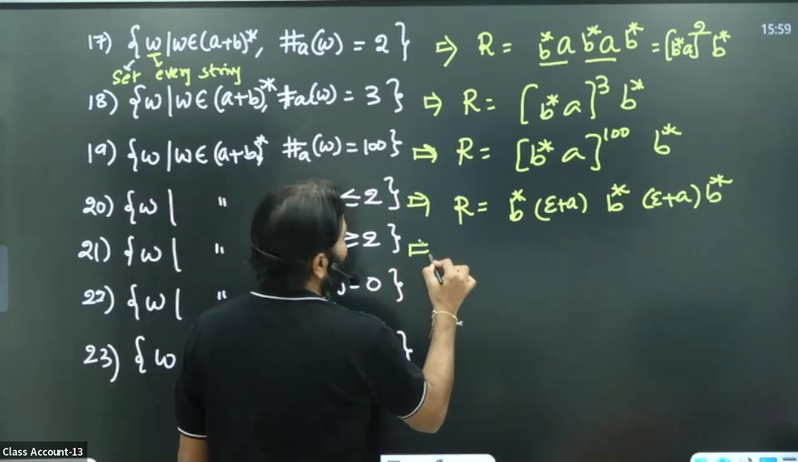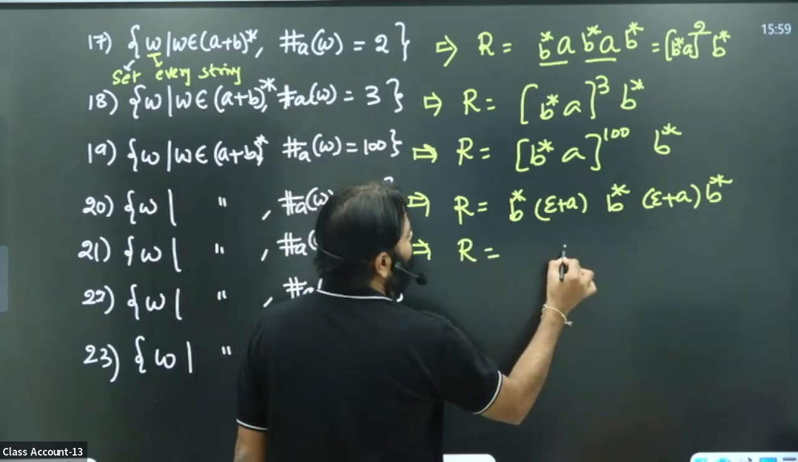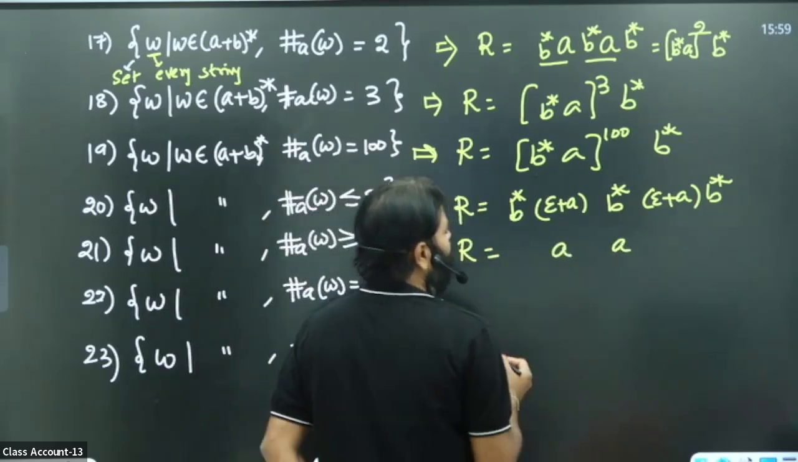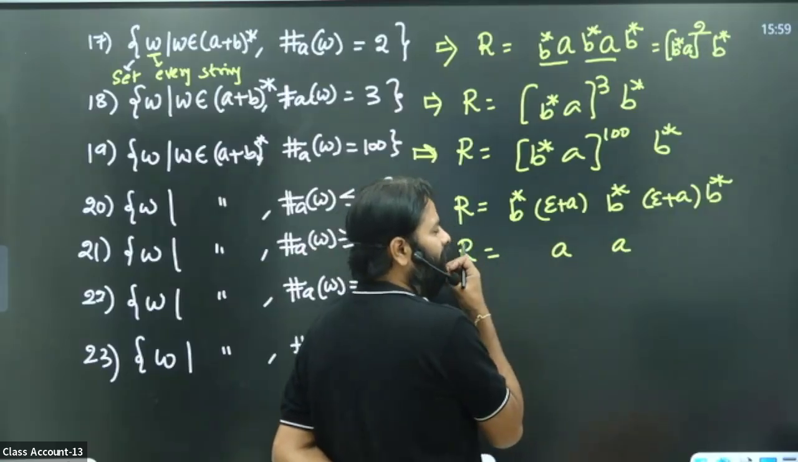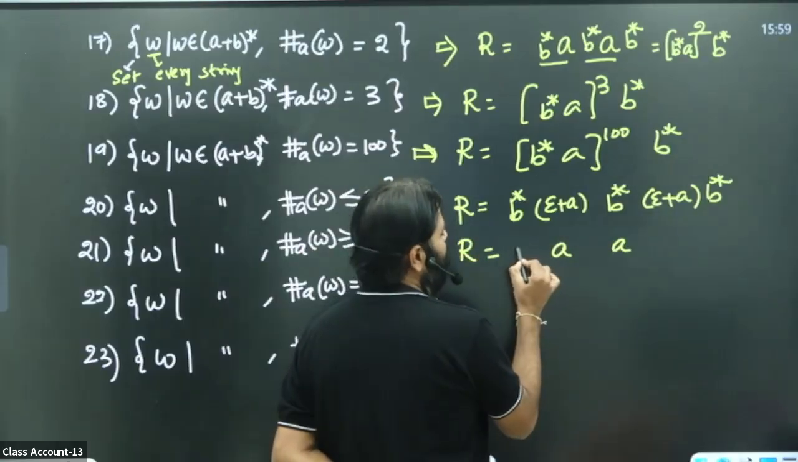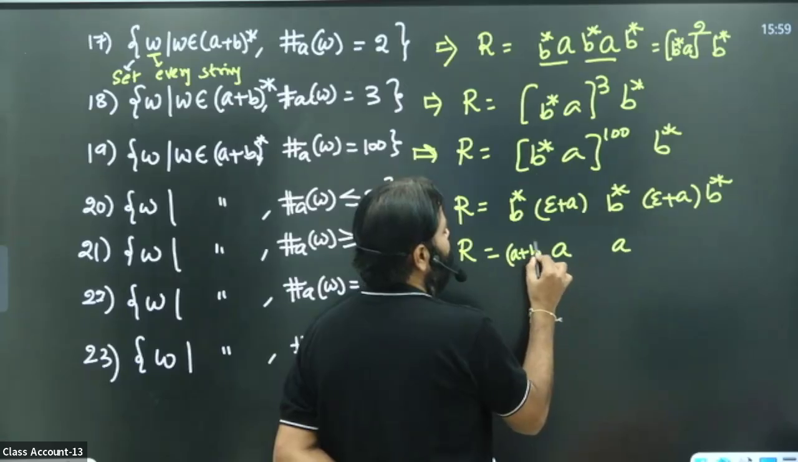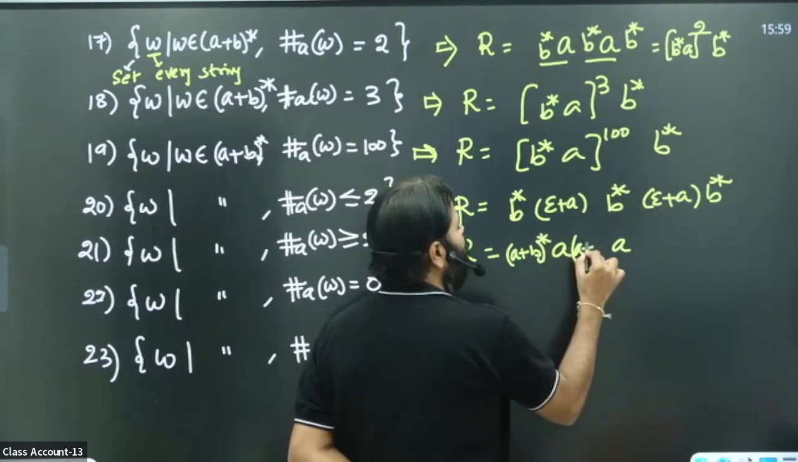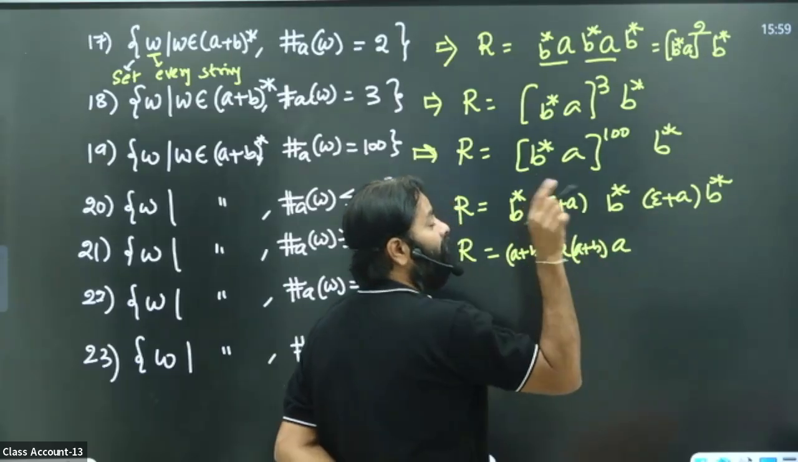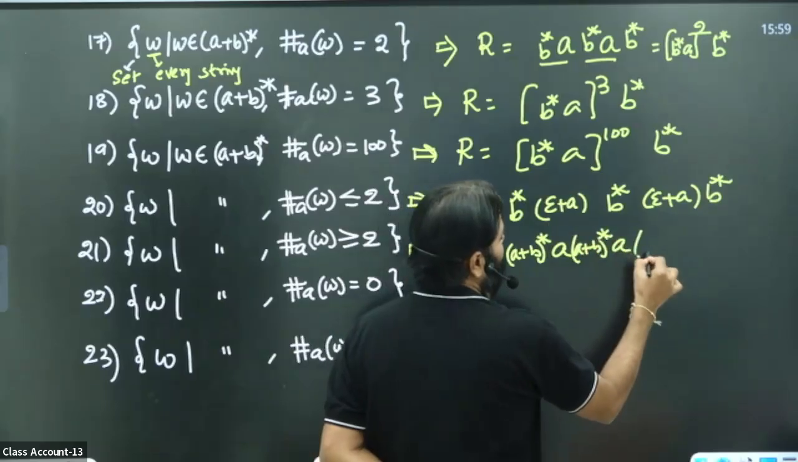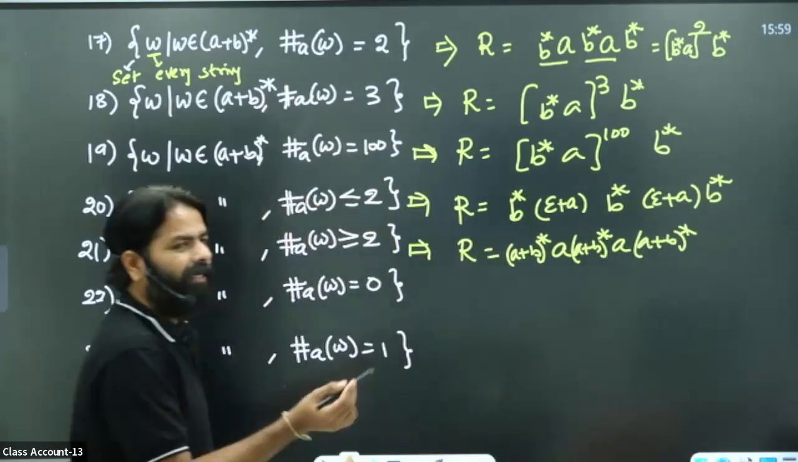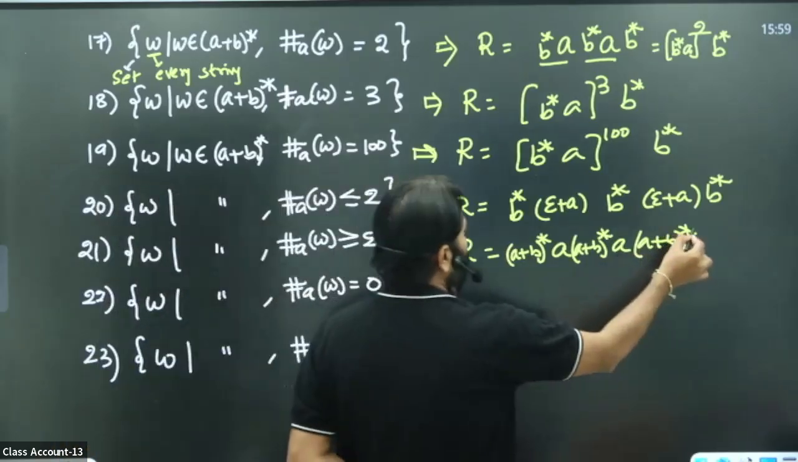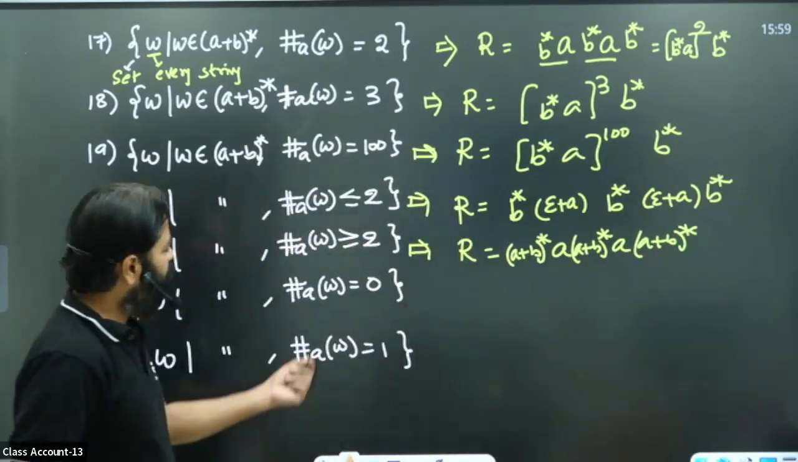And minimum 2 A's. How do you write minimum 2 A's? 2 A's you have to keep, and the third A can come from anywhere. You can take it if you want. So I can write here sigma star or (A plus B) whole star. Previously we were writing B star because A was having a limitation. Okay. There are many other ways to write. One simple way.